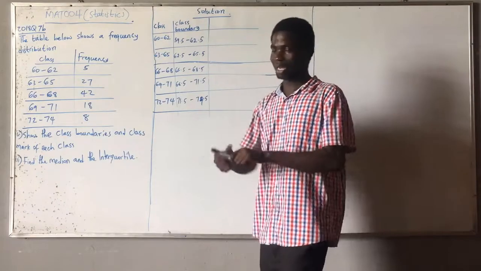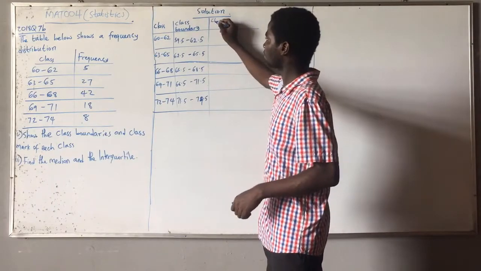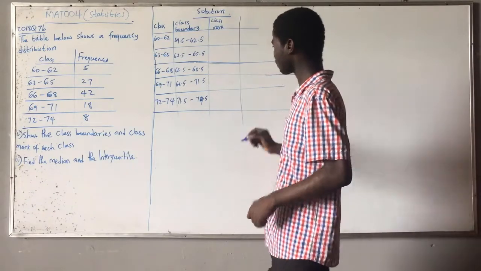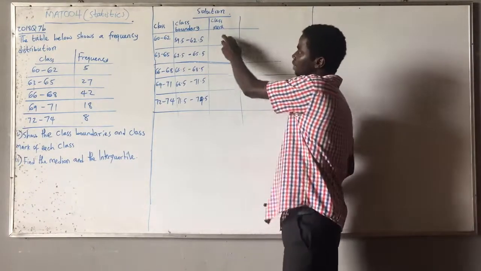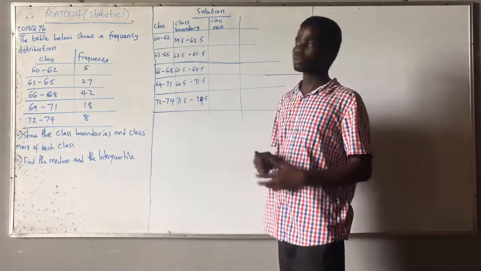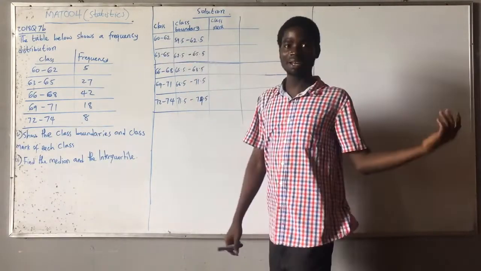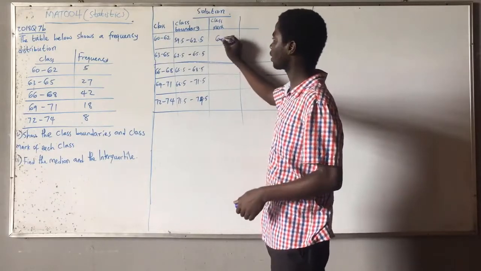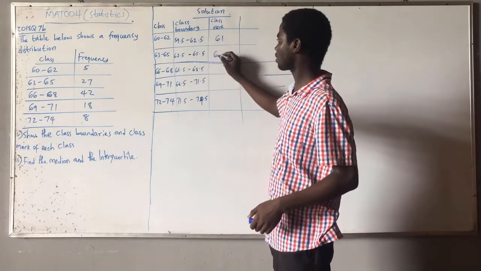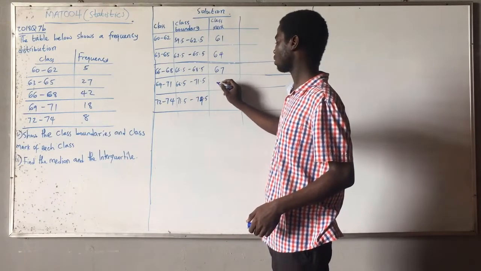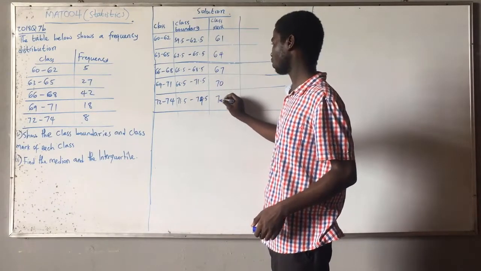Now, for class mark, add these two things together, then divide by 2. 60 plus 62 divided by 2 will give you 61. This one will give you 64. This one will give you 67. This one will give you 70. This one will give you 73.